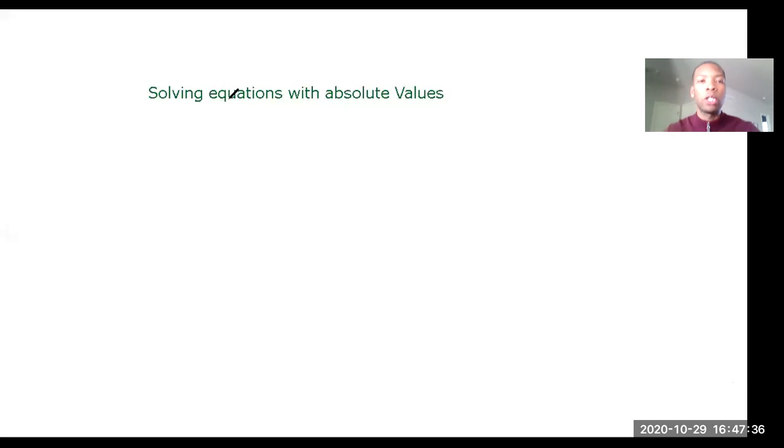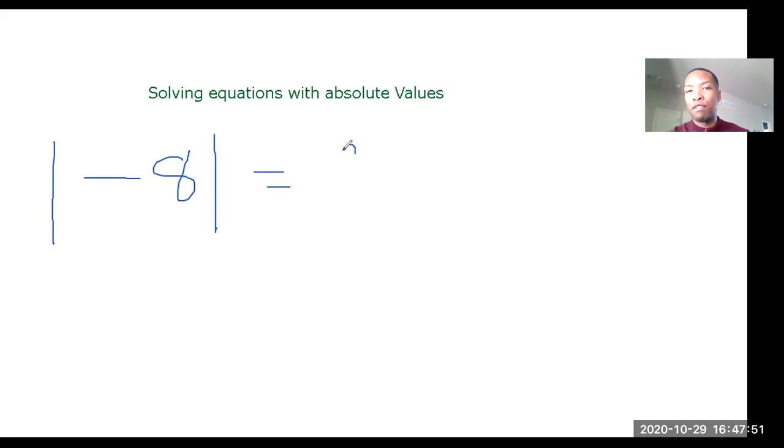All right, the last one we're going to look at is solving equations with absolute values. I remember we did something like this just briefly a couple weeks ago. If we have the absolute value of -8, we know that it makes it positive. All right, so then that answer becomes 8. Now, what we're going to do, we're going to try and solve some equations with it.